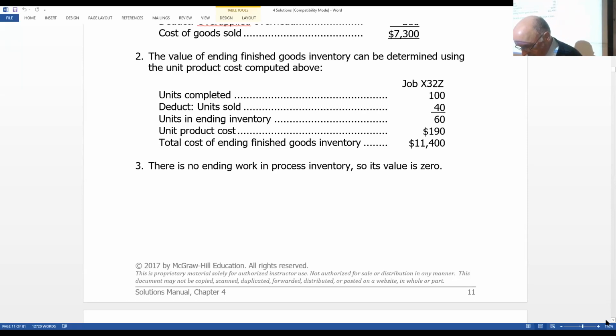Number 6, using the indirect method. Refer to the same fact situation as in number 5, except now we're going to use the indirect method. Should we get the same answer? Does it matter whether we use the direct or indirect method? Shouldn't make a difference. We should get the same answer.